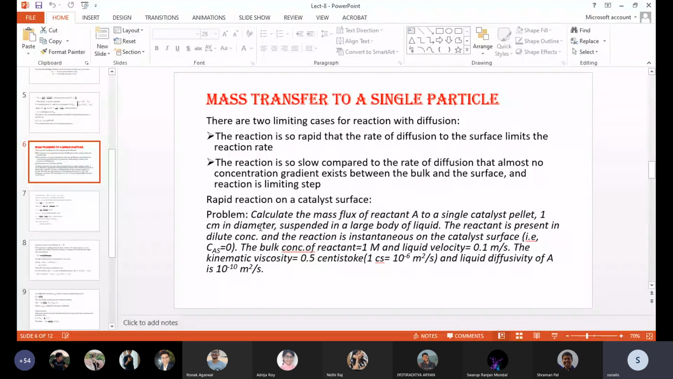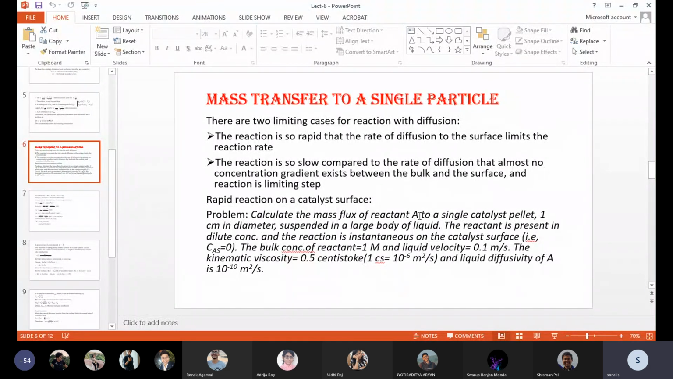Here one problem is given: rapid reaction on a catalyst surface. When reaction is rapid and diffusion is slow, then diffusion is the controlling step. What is the problem? Calculate the mass flux of reactant A to a single catalyst pellet 1 centimeter in diameter, suspended in a large body of liquid.